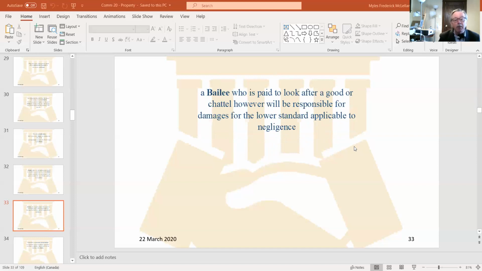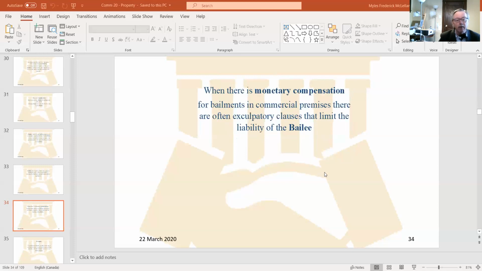However, a bailee who is paid to look after a good or chattel, and again, this is much more prevalent in business transactions, is now responsible to take care of the good or chattel that is the subject of the bailment to a level at least equal to negligence. In fact, if they're being paid, you don't have to prove they were willfully reckless or fraudulent. You only have to prove that they were negligent in taking care of the good or chattel that you've entrusted to them.